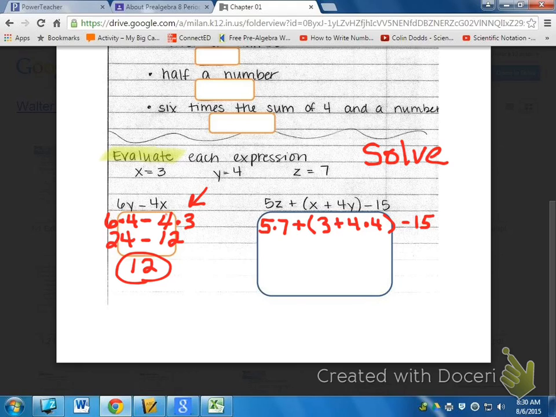Very good. Okay, now we've got to do order of operations. What happens first? You have to do the stuff in the parentheses. Okay, I'm going to bring this along here, and which thing in the parentheses happens first? 4 times 4, which would be 16. Perfect.